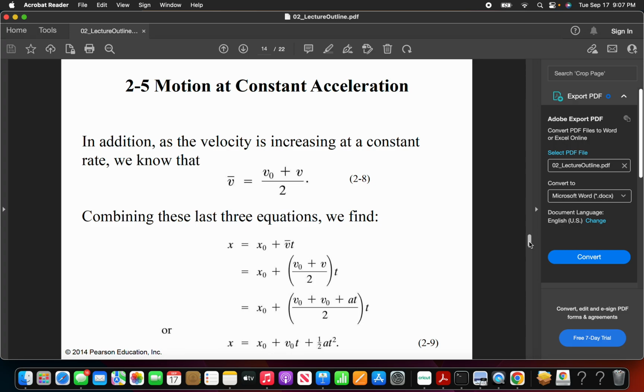Sorry. So the last equation on the bottom of the screen says x equals x naught plus v naught t plus 1/2 a t squared, right? So that is the constant acceleration. We see that at the top, right? Motion at constant acceleration. So this is the equation. This is going to be a very important equation for you. Okay, you need to write this one down, commit it to memory, understand what every letter represents in the equation.